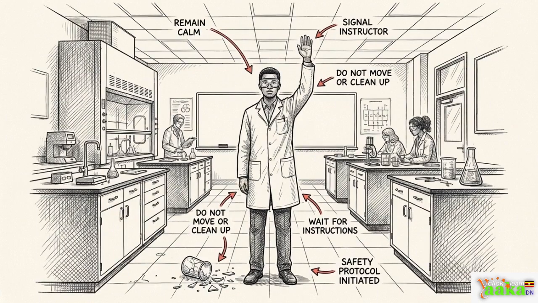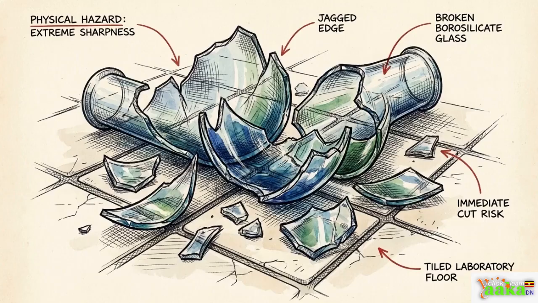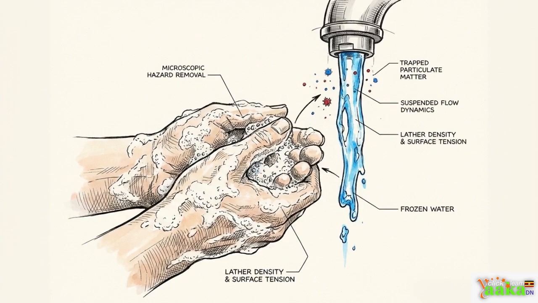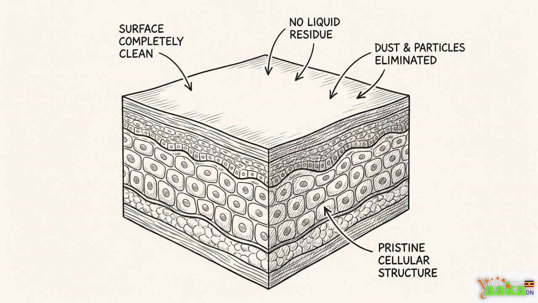If an accident does happen, the protocol is simple. Tell the teacher immediately. Even if you only break a small, cheap glass beaker, it is critical to report it right away so the broken glass can be handled safely. Finally, always wash your hands before leaving the lab. This ensures that no tiny bits of dust or liquid you can't even see leave the room with you.